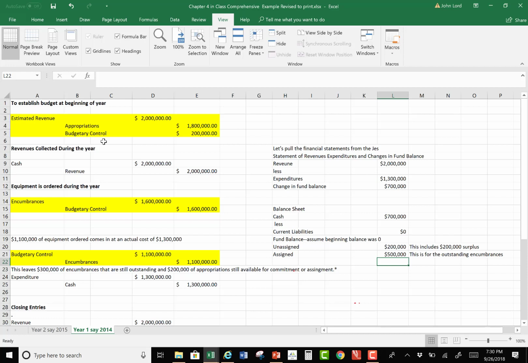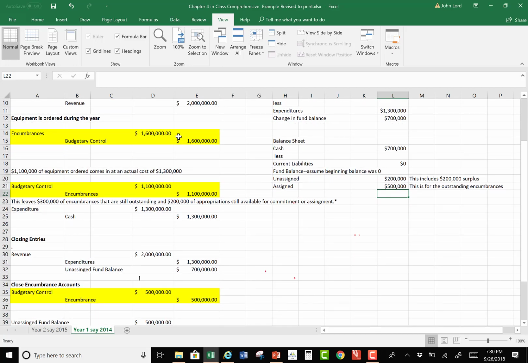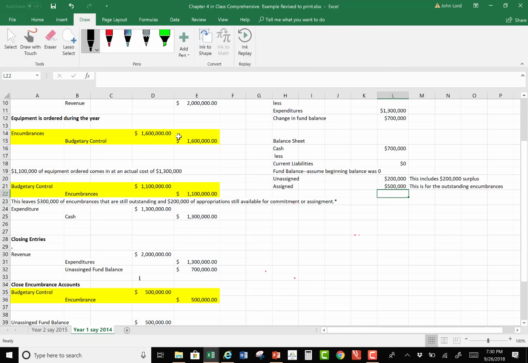So we go ahead and we do what? We credit the budgetary control, don't we? Now what I'm going to do over here is try to put in an appropriations ledger. Well, that's not a good start.